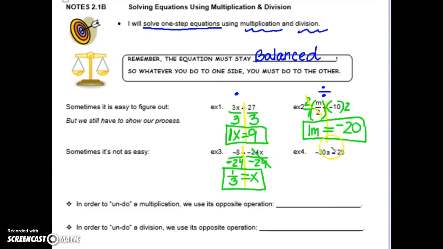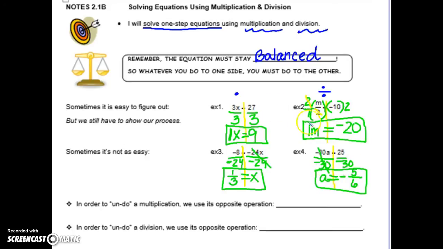Same thing over here. I'm going to draw my fraction bar, or sorry, my balance bar. I'm going to try to get a by itself. Right now it's being multiplied by negative 30. So to undo that, again, I'm going to divide both sides by negative 30. And again, I have a fraction that I need to simplify. Okay? I have to get a by itself, which I did, 1a or just a. And I have to think, what can I divide by both of those? And the answer would be 5. So I have one negative, so my answer is going to be negative. 25 divided by 5 is 5. 30 divided by 5 is 6. So my answer is negative 5 over 6.